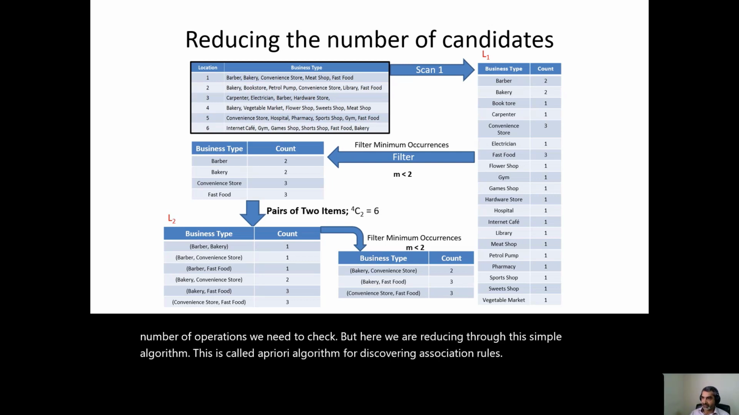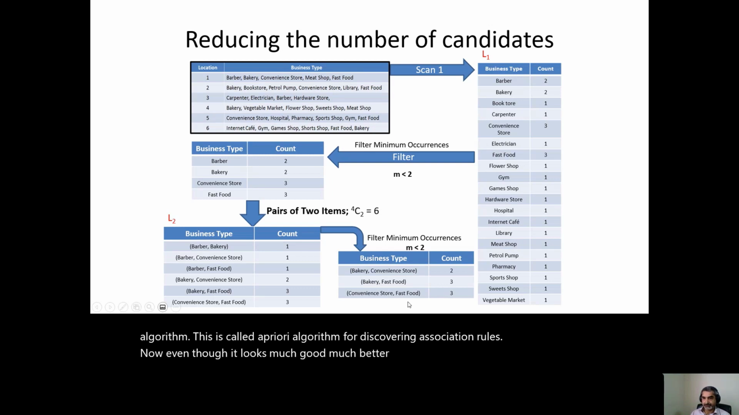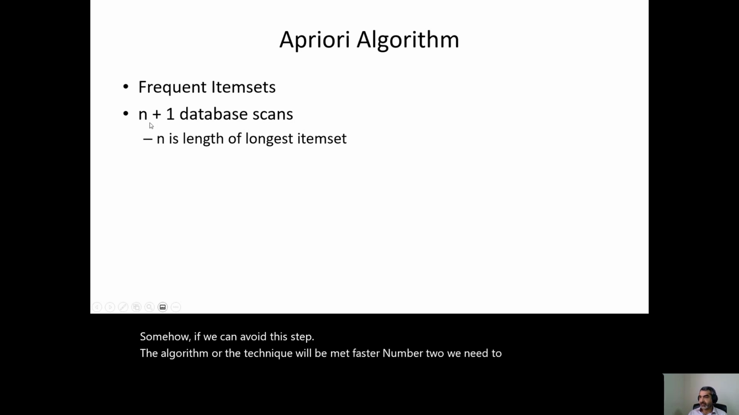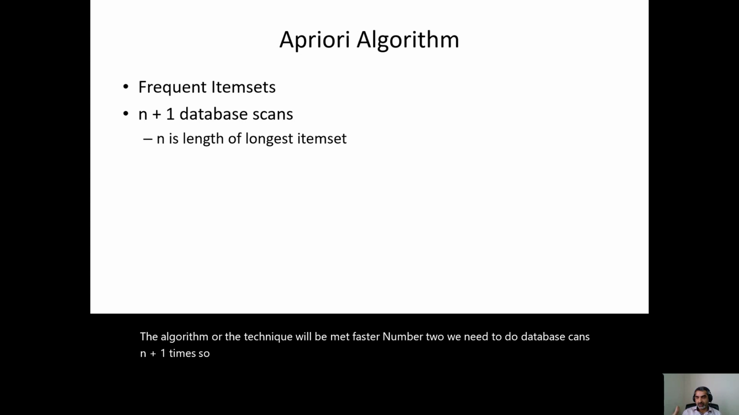Now, even though it looks much better, do you see any downside for this algorithm? For a huge database, number one, we need to generate frequent item sets. Somehow, if we can avoid this step, the technique will be much faster. Number two, we need to do database scans n+1 times. So if n is the length of the interesting item set, which can be 10 or 100, let's say if it's 100, you need to scan your database 101 times.